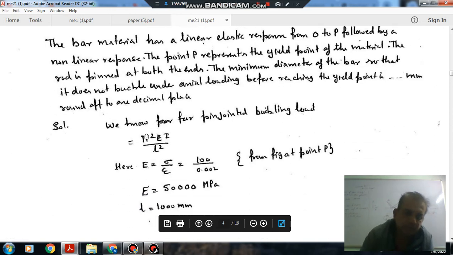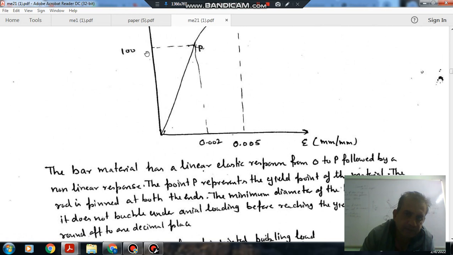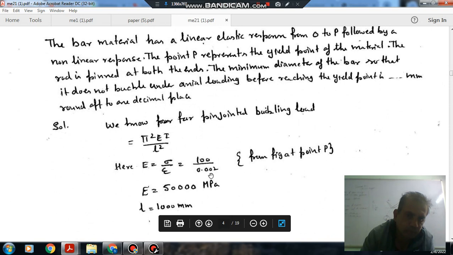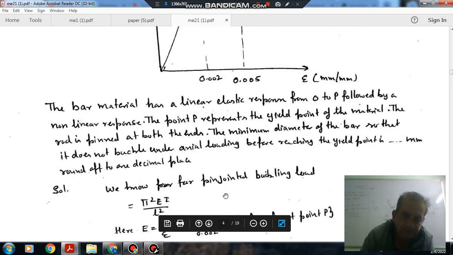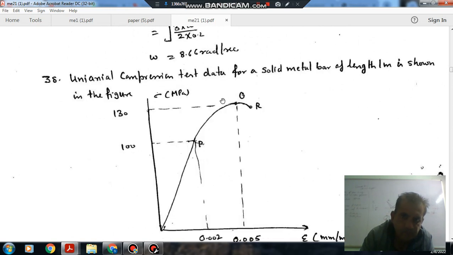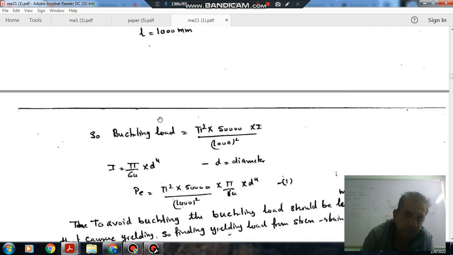For pin jointed ends we have the formula pi square EI by L square, so we need E here. E can be calculated by this 100 MPa stress divided by this strain. So E is 100 by 0.002, that is 50,000 MPa. L is given as 1 meter, or 1000 mm. So we can calculate the buckling load, and I is pi by 64 d to the power 4. In terms of d to the power 4 we can calculate the buckling load.